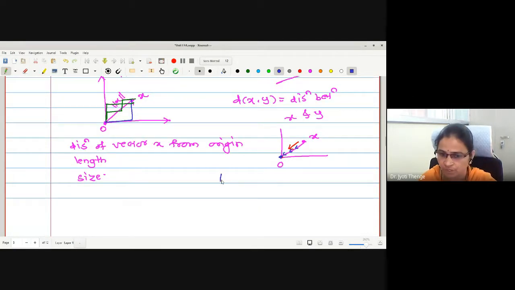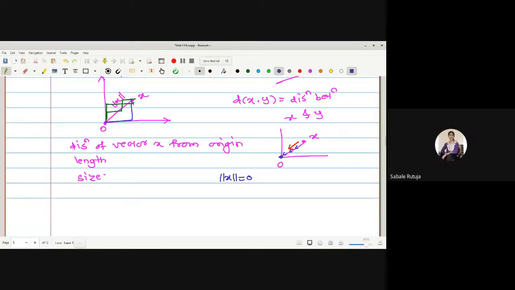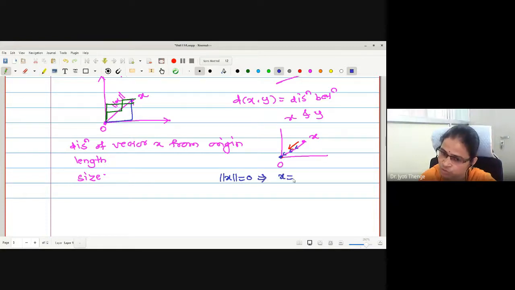Yes or no? Yes, ma'am. Norm of x equal to 0 will imply x equal to 0. Why? Because as I am decreasing the distance between 0 and x, the vector will give you the origin itself when the distance becomes 0.